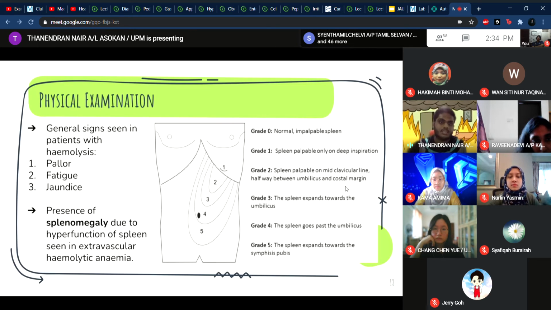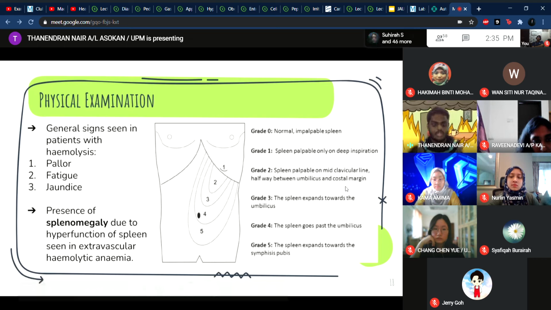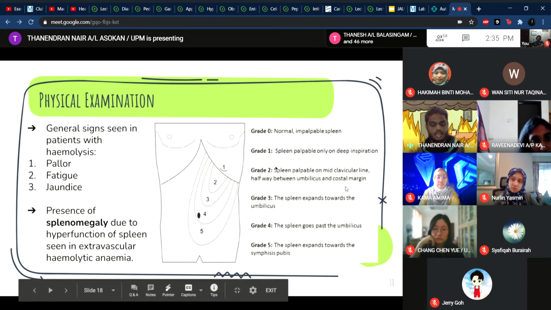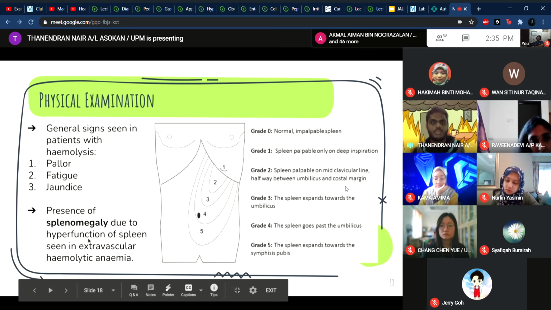Moving on to physical examination, in our patient we would see splenomegaly. Now, the most common complaint in patients with splenomegaly is mild, vague abdominal discomfort. The patients may also experience pain, which may be referred to the left shoulder. Increased abdominal girth, however, is less common. So you see pallor, fatigue, and jaundice. These are three common signs seen in patients with hemolysis. The presence of splenomegaly here is due to hyperfunction of the spleen seen in extravascular hemolytic anemia.